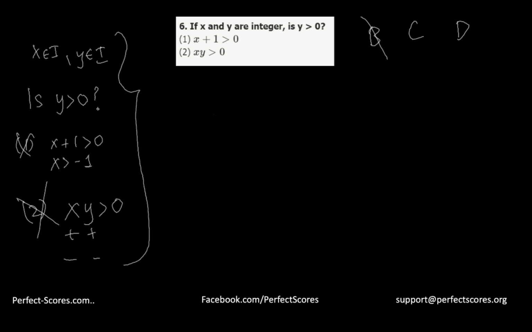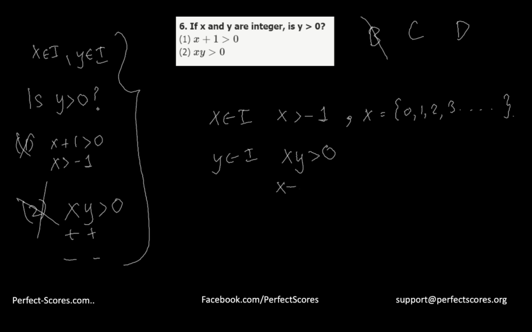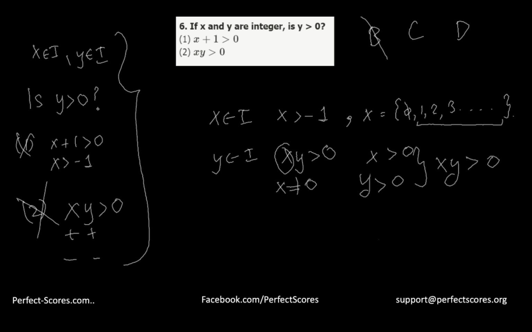You have x is an integer, y is an integer, you have x being greater than -1. What's the next biggest integer greater than -1? So that means x belongs to 0, 1, 2, 3, all these numbers, right? And you do know that x into y is greater than 0, which means from here you know x cannot be 0, right? So if x cannot be 0, that means x has to be a positive number, right? So if x is a positive number, that means y has to be a positive number for x into y to be greater than 0. So hence answer option C is my answer.